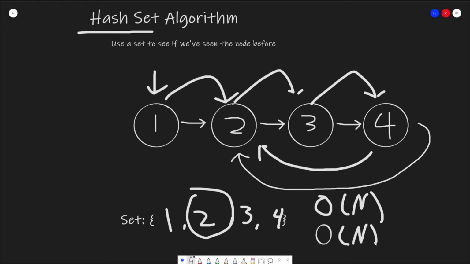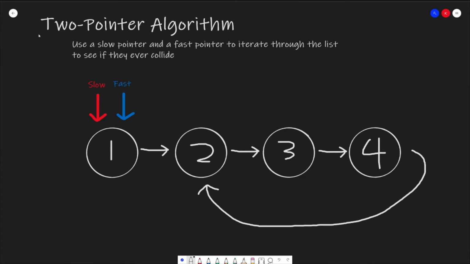Now, can we do better? Luckily, yes we can. The more optimal solution involves a two-pointer algorithm. You can actually learn more about this and its variant in our other video, which you can find here.